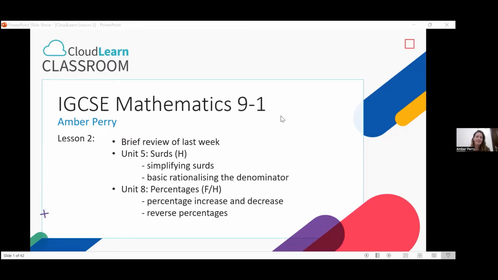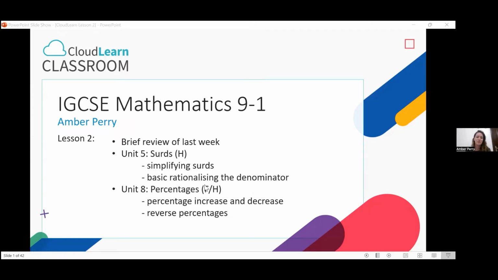So my plan for today is to quickly review last week. I did give some of you a task. If you were here, or 2 weeks ago, if you were here in the lesson, I gave you a task of 10 questions on indices. So I'm going to go through those with you. And then we're going to complete Unit 5, looking at surds, both simplifying surds and basic rationalizing the denominator. Later on in the year, we will come back and look at a more advanced version of rationalizing the denominator, but I'd like to do more algebra with you in the future first before doing so.